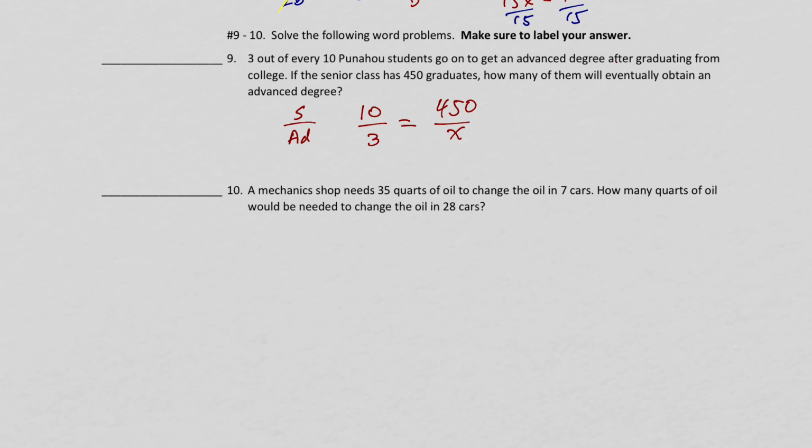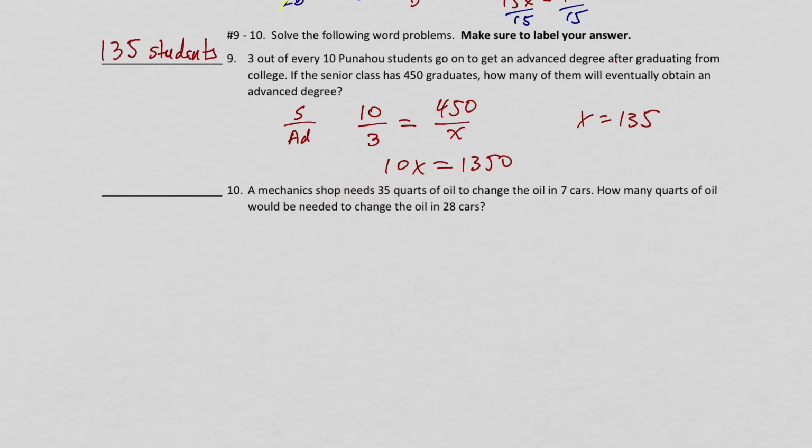So when I cross multiply, 10x is equal to, actually I probably would cancel this and this, but if you're using a calculator, I guess there's no reason to calculate that or to cancel that. So I got 3 times 450 is 1350. So x is equal to 135. So 135 students get advanced degrees.